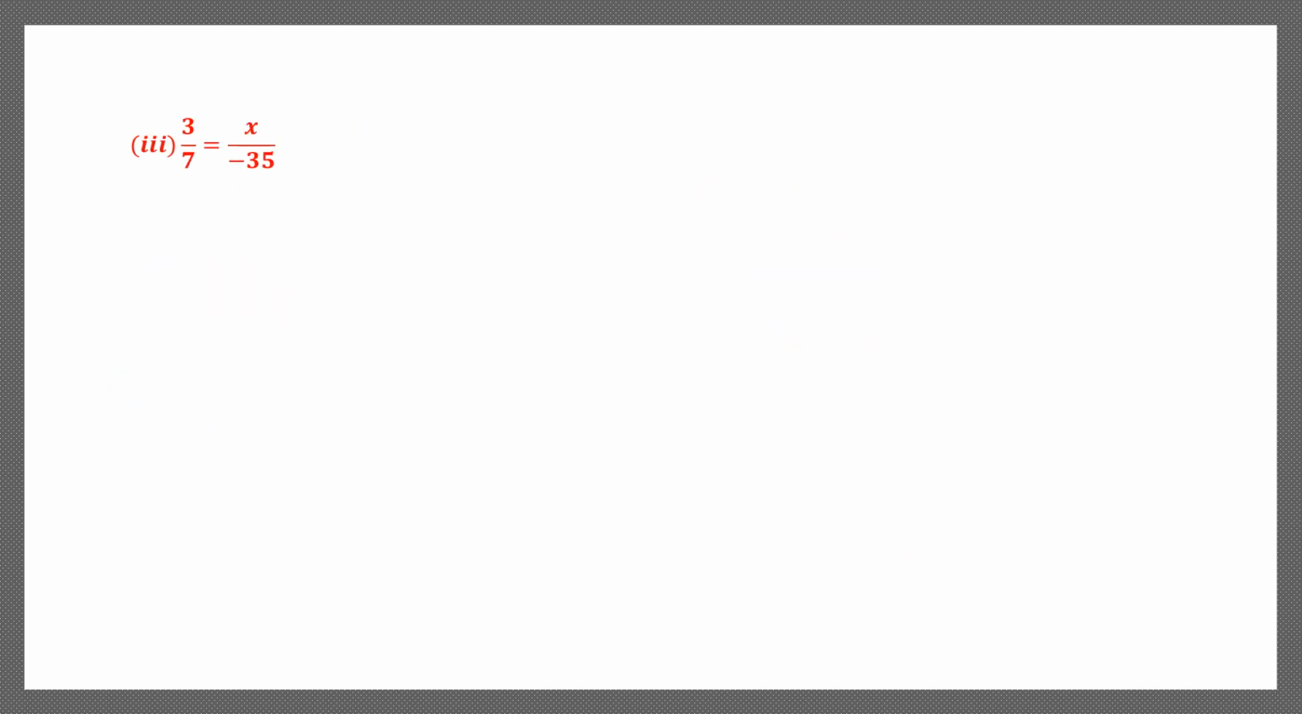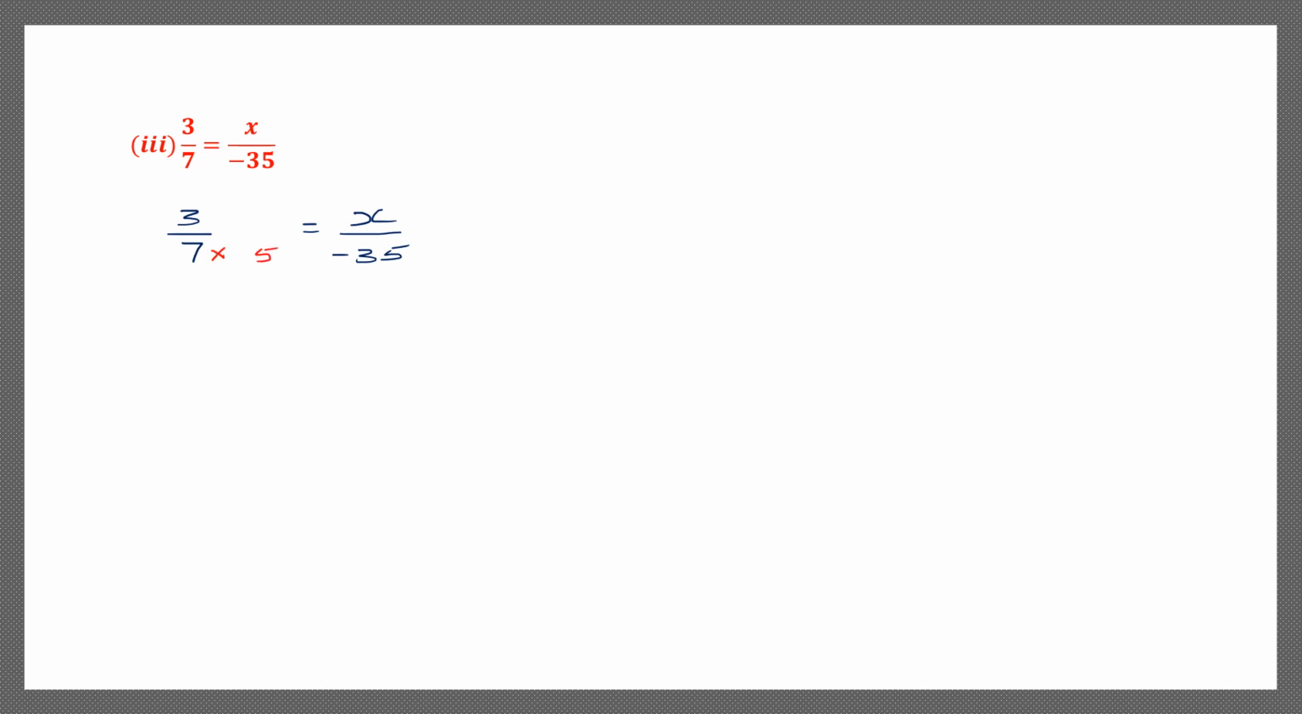Question 3. So here we have 3 by 7 equals x by minus 35. Let's write down the first fraction. 3 by 7 equals x by minus 35. So what is given to us? 7 has become minus 35. We don't know the value of x. We have to find out the value of x. Now how did 7 become minus 35? I need to multiply 7 by a number to get 35. Which number is that? 7 into 5.